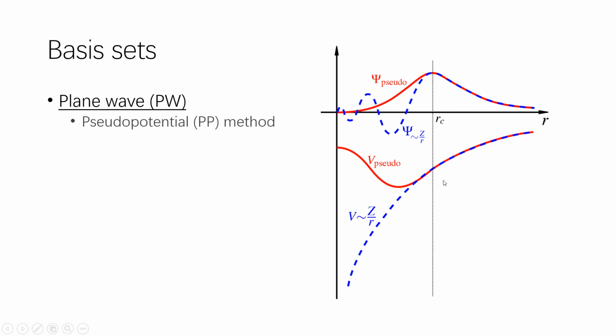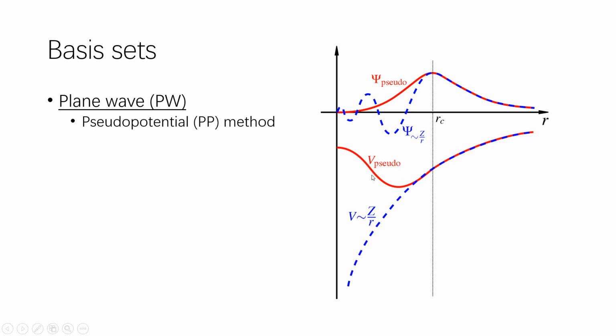So people invented the pseudopotential method, which means that they construct a potential that is exact outside of the cutoff radius, but it's fake inside the cutoff radius, which results in a pseudo wave function that is accurate outside of the cutoff radius, but is much smoother inside. And this smoother pseudo wave function requires lower Fourier modes, which makes plane wave expansion easier to implement.